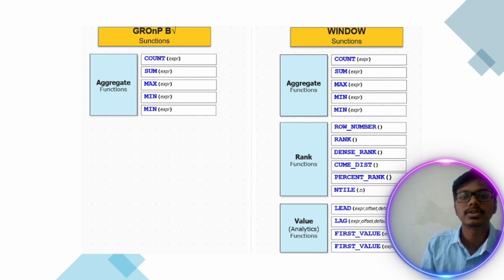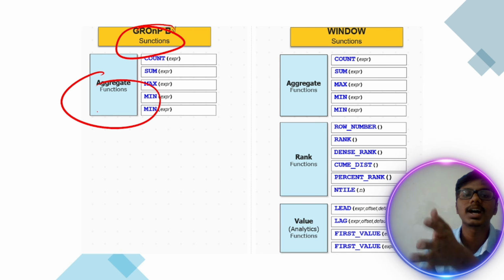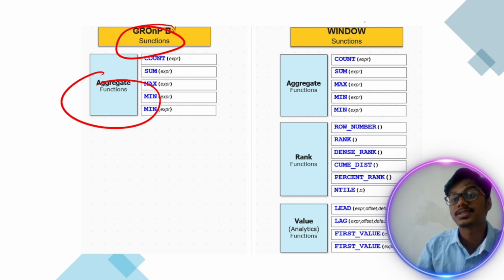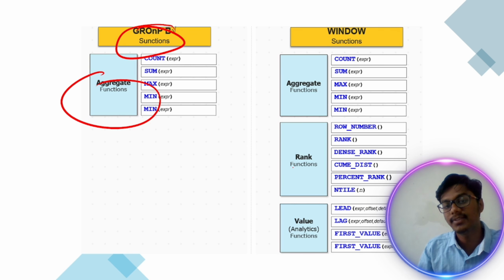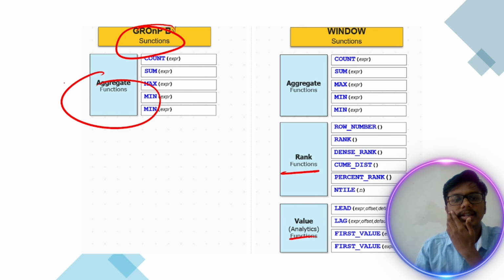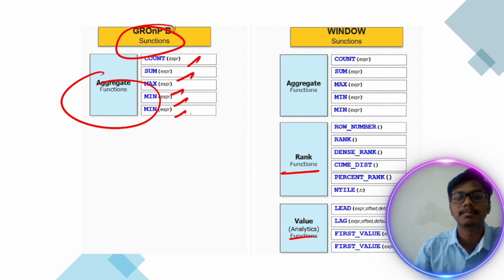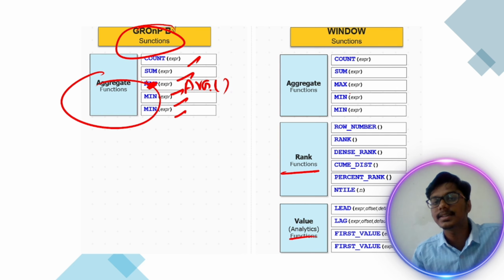So now let's dive into it. These are the GROUP BY functions, right? These GROUP BY functions are the aggregation functions, and the Window functions also have the aggregate functions, and they will also have the rank functions and the value functions, the analytical functions. In the aggregation functions, we have discussed count, sum, max, min, and average. So that's all about the aggregation functions. These are the GROUP BY functions.